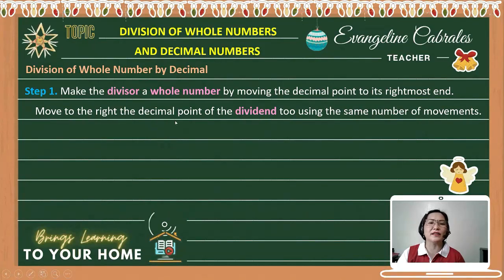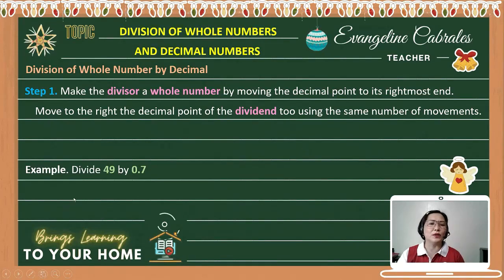Move to the right the decimal point of the dividend using the same number of movements. So, kung ilang beses daw nag-move papunta sa kanan sa divisor, ganun din ang dami ng beses na mag-move papunta sa kanan sa dividend. Ano nga ang i-move? Decimal point papunta sa rightmost end.